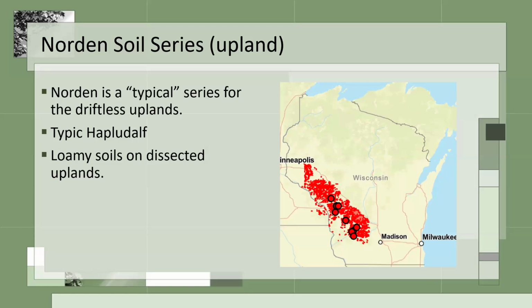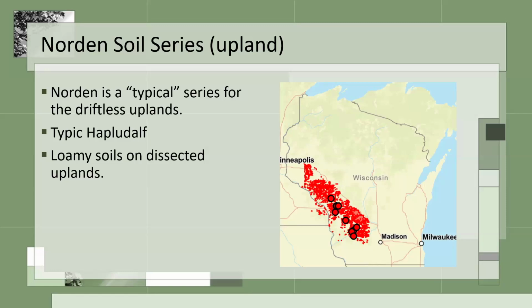So this one is a typic hapludalf. If you remember from our previous classifications, it ends in alf, so it's an alfisol. So it's a forested soil. Typically, we see a moderate topsoil, and then we have usually a Bt horizon, some kind of clay accumulation. That's typical of it, and then it's a loamy soil on dissected upland. So that's the Norden soil series.